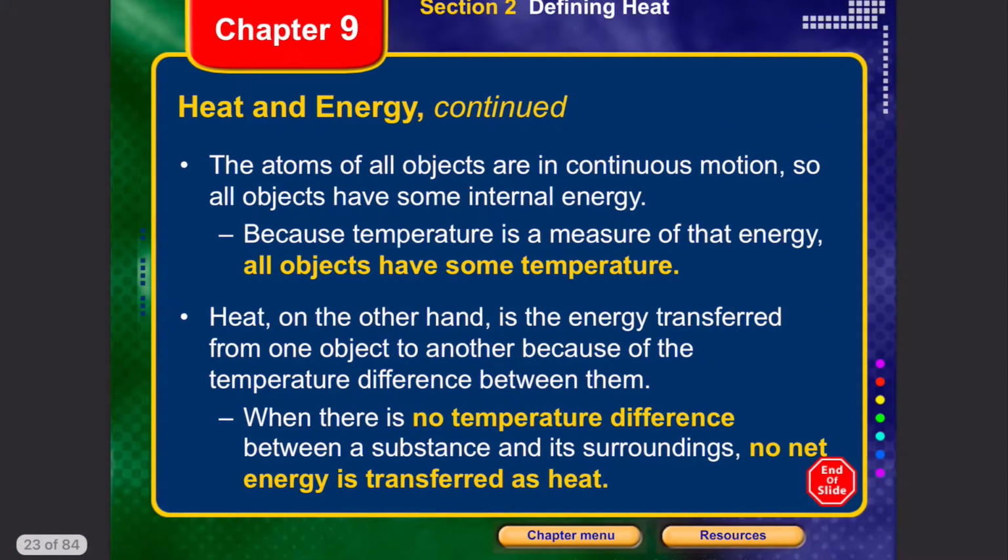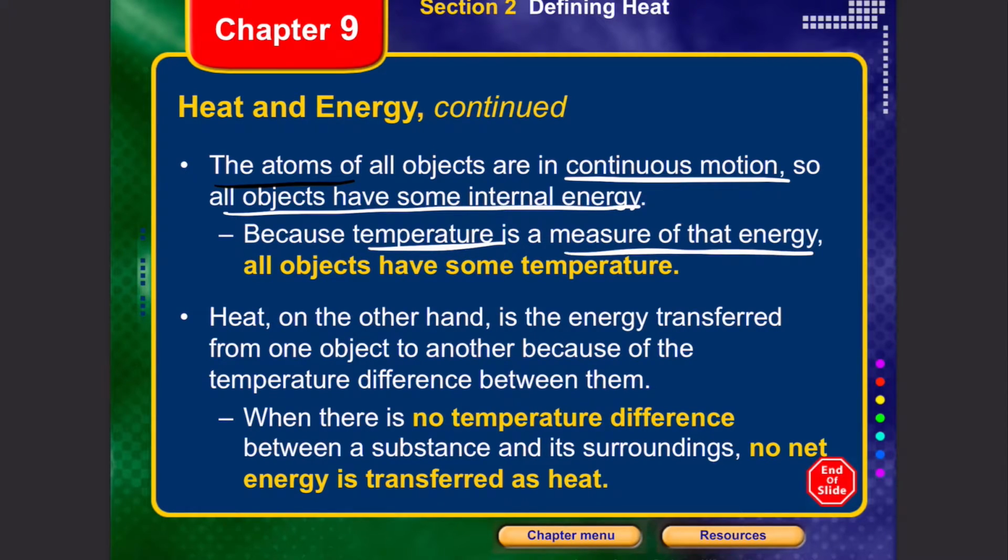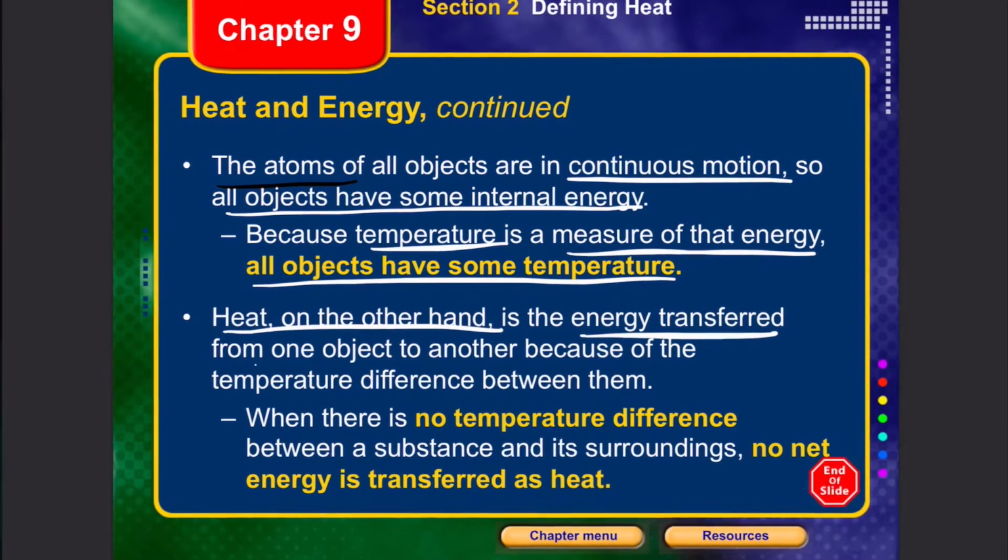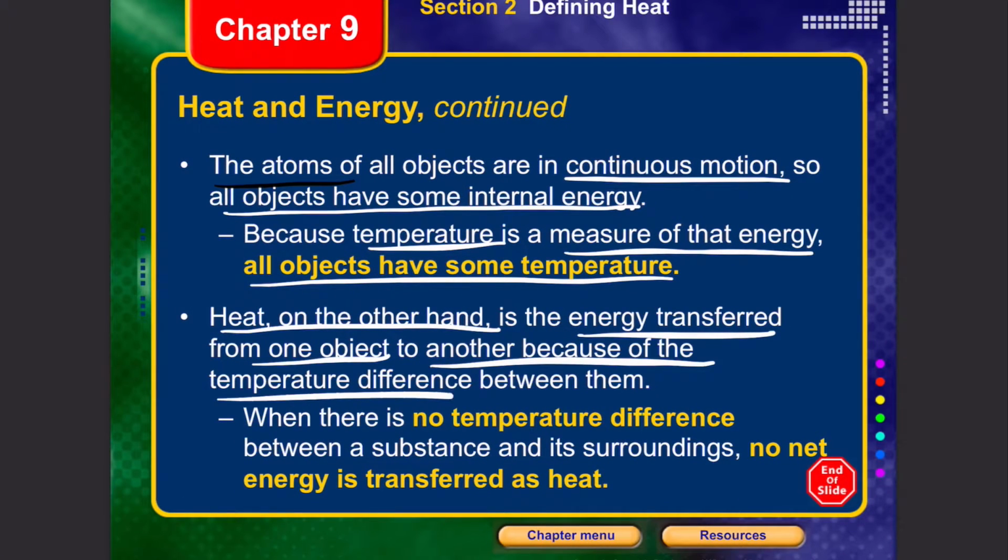Next, let's talk about the atoms of all objects. They are generally in continuous motion, and all objects have some amount of internal energy. Temperature here is a measure of that energy. So all objects always have some temperature. Heat, on the other hand, is the energy transferred from one object to another because of the temperature difference between them. So when there is no temperature difference between a substance and its surroundings, there is no net energy transferred as heat.